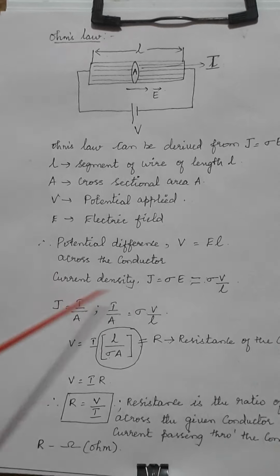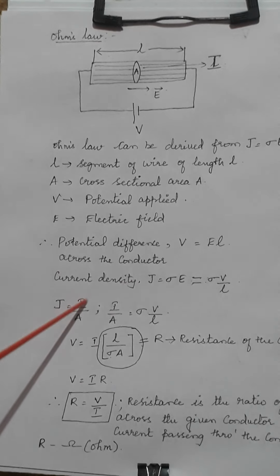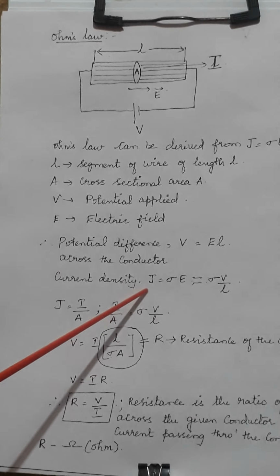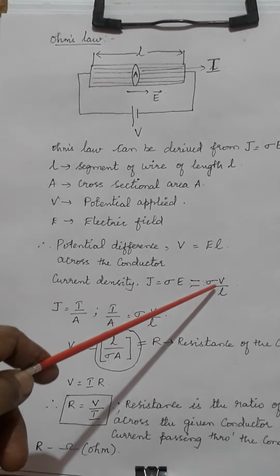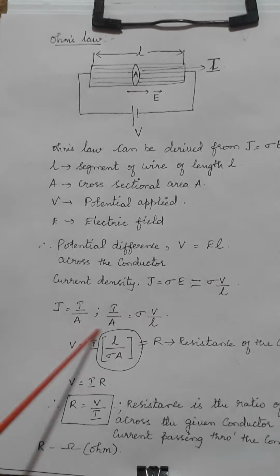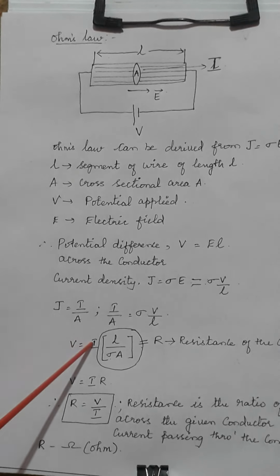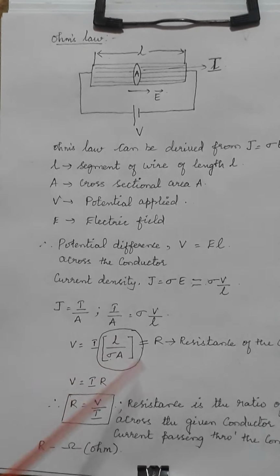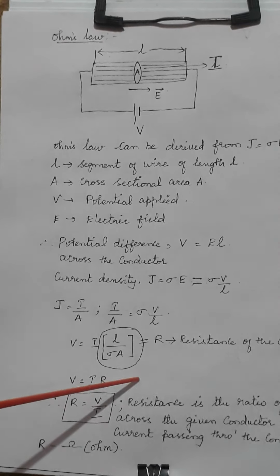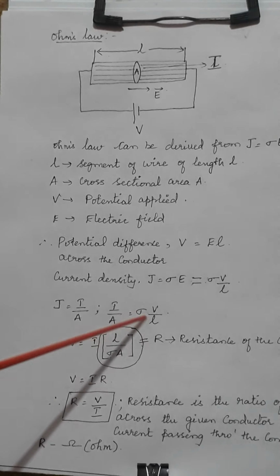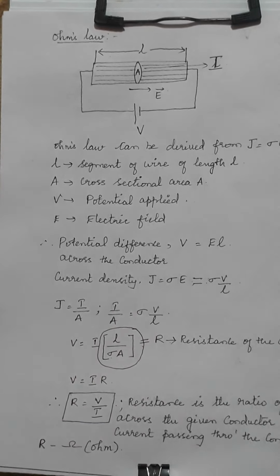Now by definition J is equal to I by A. Here again J is equal to sigma V by L. These both can be equated. From there I arrive at V is equal to I into L by sigma into A. All these quantities are called resistance.